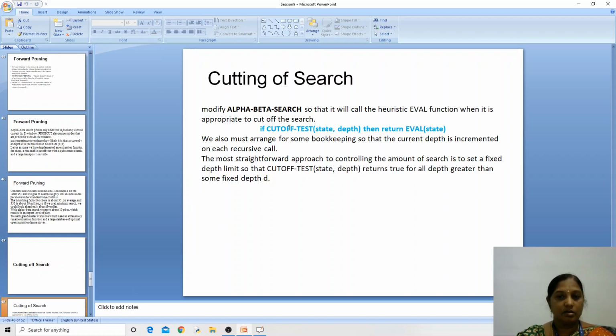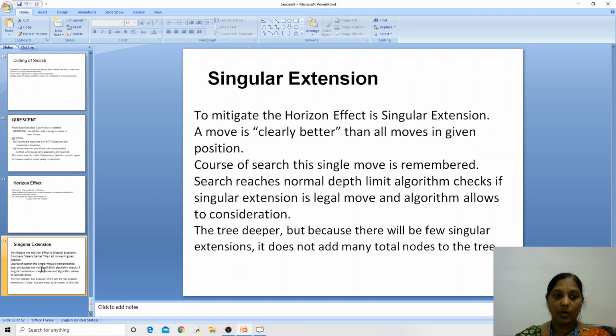So here we can also write the function as: if cutoff test(state, depth), then return evaluation value. This is the Eval function, the estimated value function. This is the evaluation function. What is the evaluation function? It will return the value for you if you are applying this cutoff test. Next, cutting off search, we can also call it that.